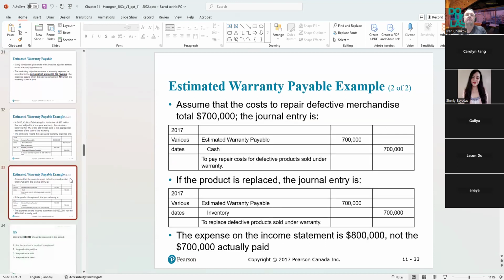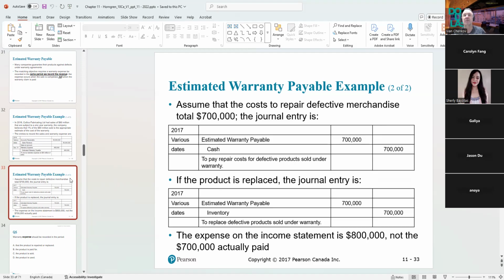Now, 6 months later, the defective merchandise came, which has to be repaired. And they actually repair it. Can they show a new warranty expense? Well, no. Why? Because they already showed the warranty expense, which is related to that particular sale.